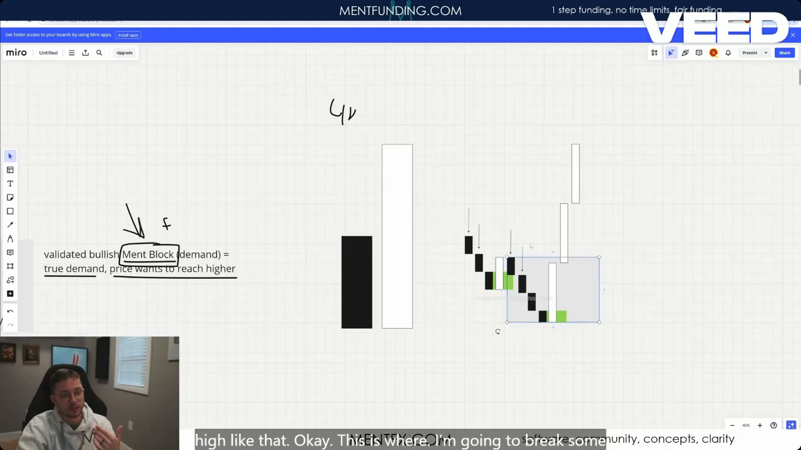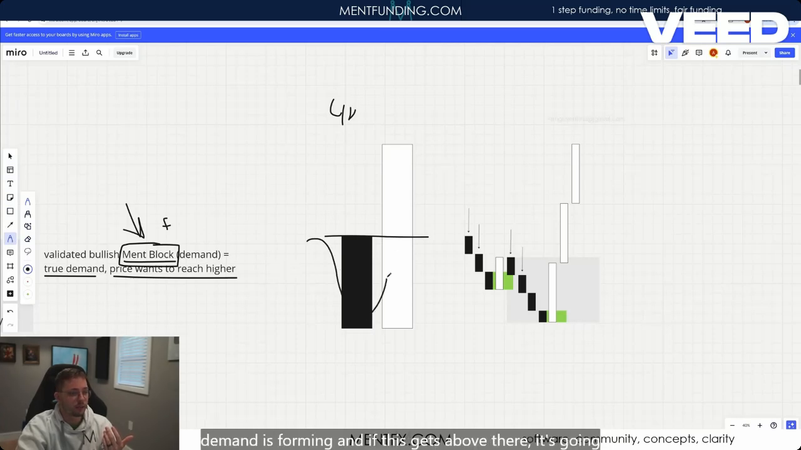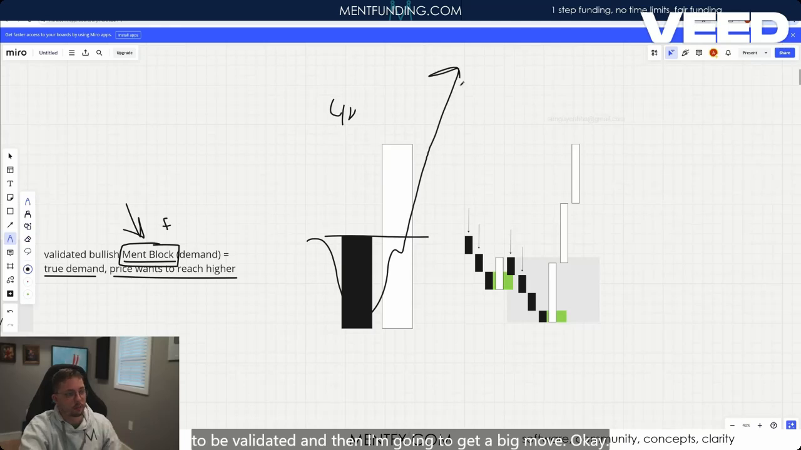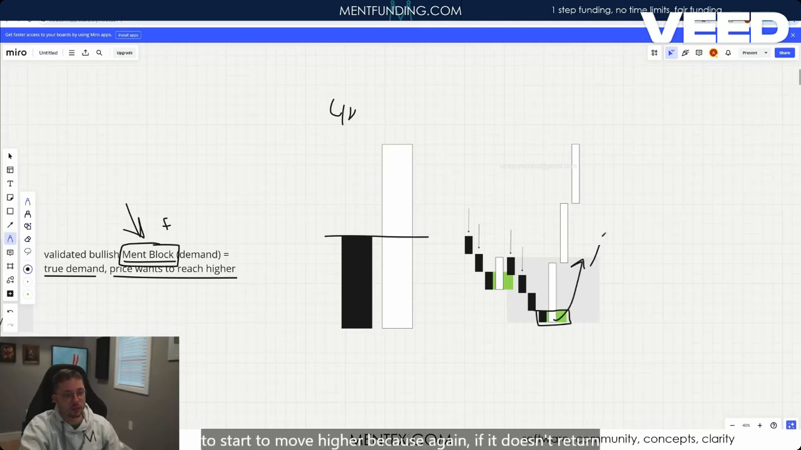This is where I'm going to break some minds, but that's okay because you're going to get better. Let's say you're a trader that said, okay, I don't want to wait to buy stop the overall demand. I know that demand is forming, and if this gets above there, it's going to be validated, and then I'm going to get a big move, okay? You also don't want to start trading in here at this MB because it's not enough for you. You also see the validated demand here, so you're like, okay, price is probably going to start to move higher because, again, if it doesn't return and demand is validated, it's probably going to move higher. I want to buy stop this area here. What is that? On a higher time frame, that looks like a buy stop that just happens right here.